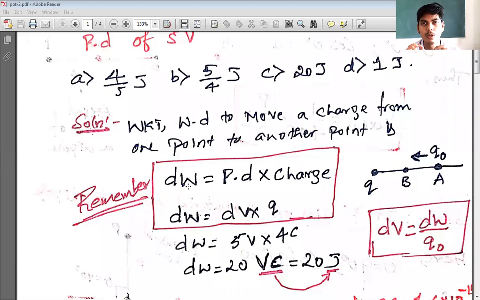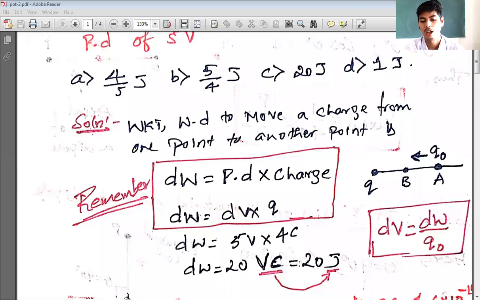Can you tell me what will be the potential at infinity? Tell me what is potential at infinity. Potential at infinity due to a point charge. What is electric potential at infinity due to a point charge?